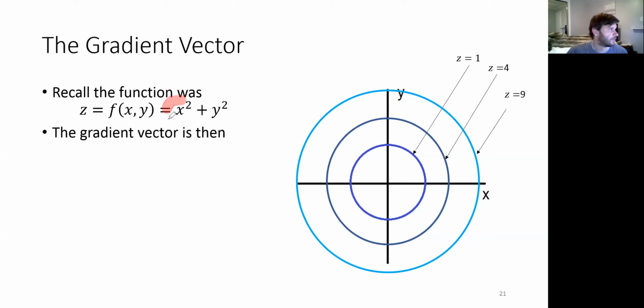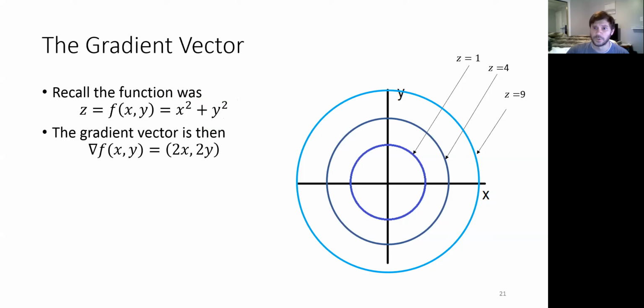So if we take the derivative of x squared, you get 2x. Y is just treated like a constant. So our partial derivative with respect to x is just 2x. Similarly, if we take the partial derivative with respect to y, x squared is a constant, so that becomes 0. And then the derivative of y squared with respect to y is 2y. So our gradient vector here should be 2x as the x coordinate and 2y as the y coordinate.